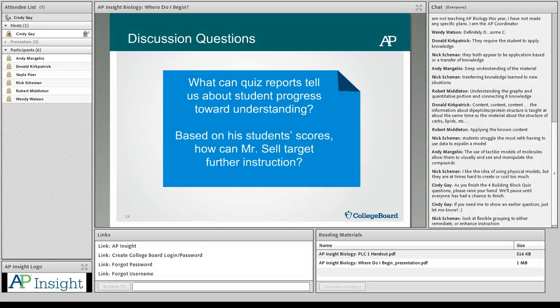I really like Nick's idea of flexible grouping for remediating or enhancing. What kinds of things would you do, Nick, to enhance for those students that had gotten a 4 out of 4?